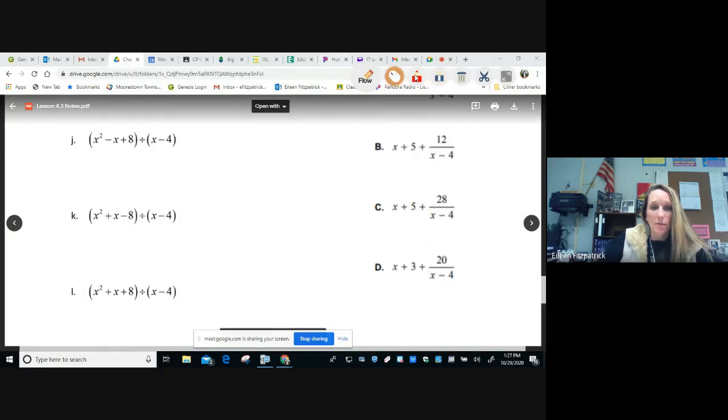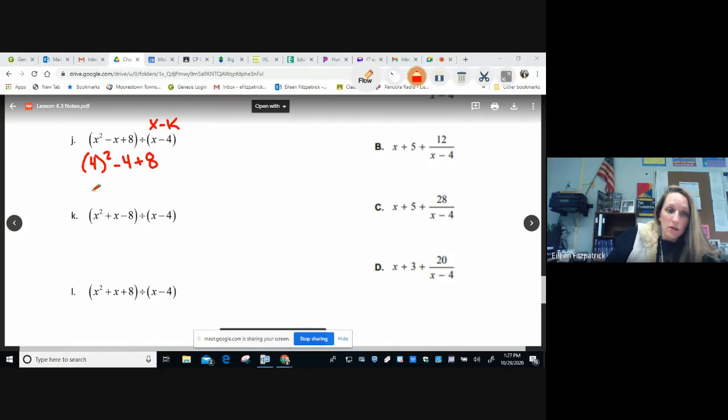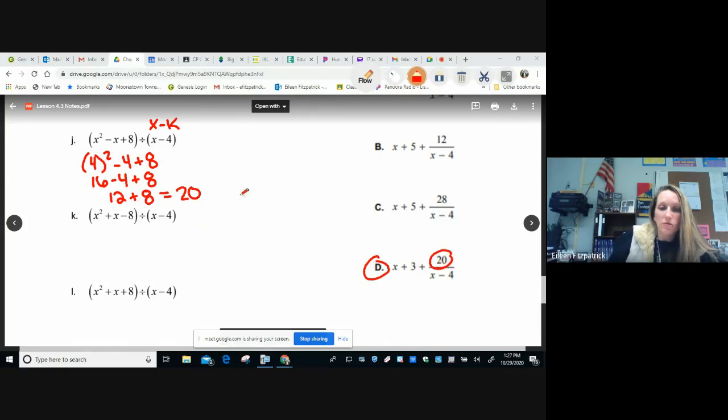So for the next problem, the K value, X minus K. The K value is 4, so I'm again going to substitute 4 in. So I have 16 minus 4 plus 8. That's 12 plus 8. That's going to give you 20. So which of the answers matches problem J? D, because it has a remainder of 20.